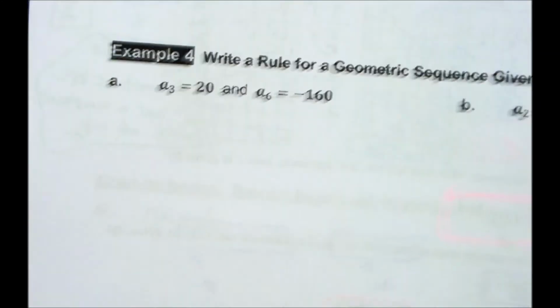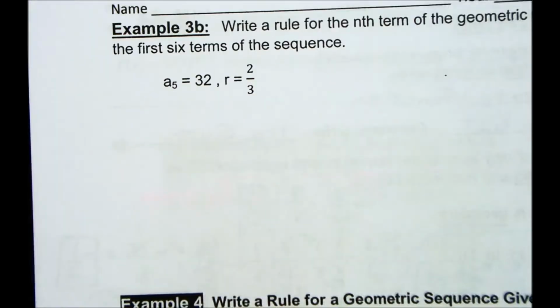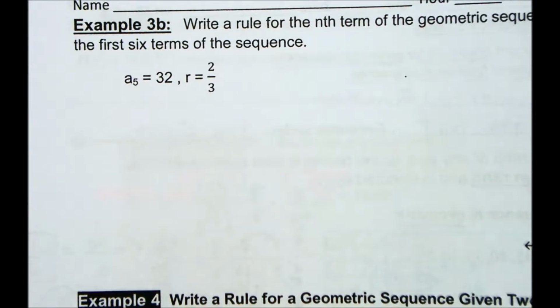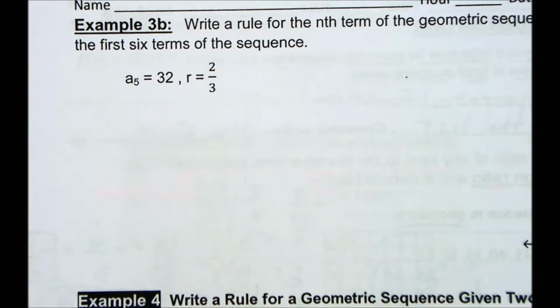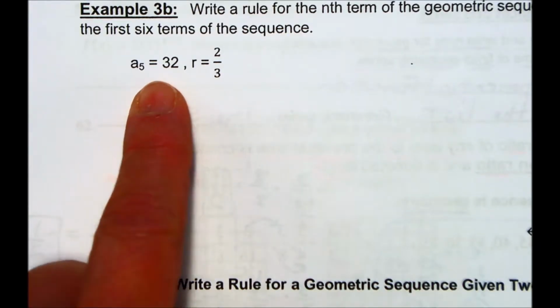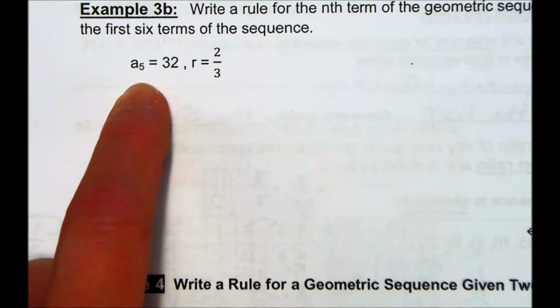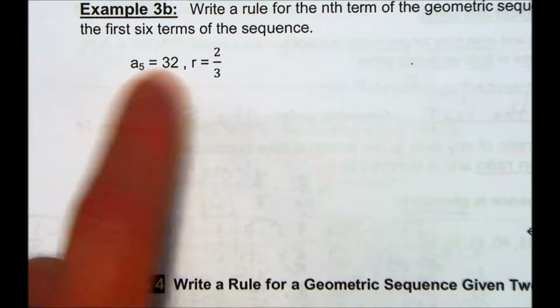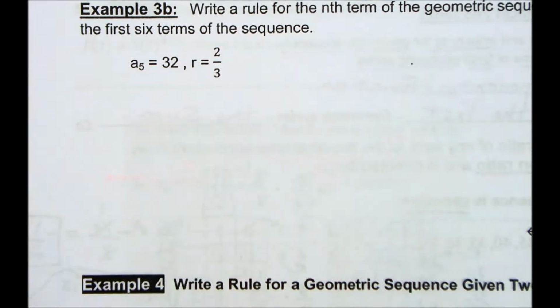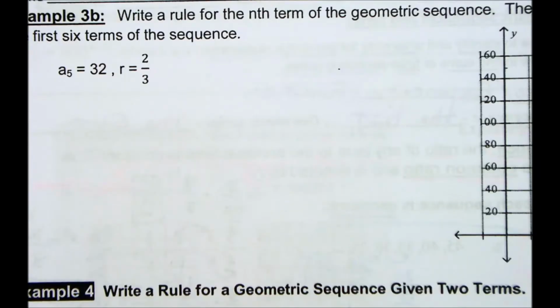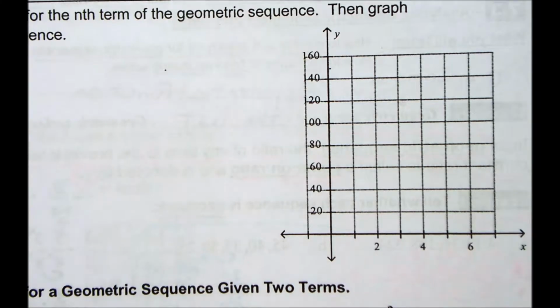Oh, and I do have one more example. Great. Like I've said before, I like to give 2 examples of every type of problem so that if you didn't understand it the first time, hopefully you'll understand it the second time around. So we're doing the same thing, same process, but we're given the fifth term in the sequence, which is 32, and our ratio, instead of being a nice pretty whole number, is a fraction. We are also going to graph the first 6 terms of the sequence. So there's a little bit more to this one.